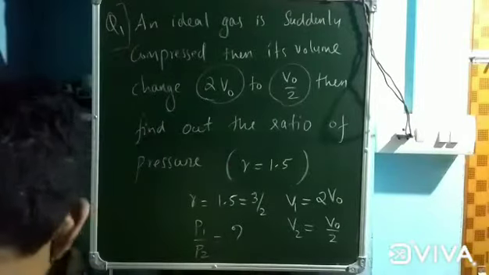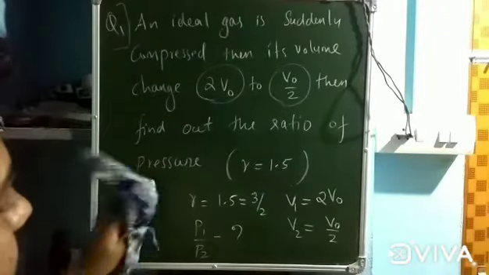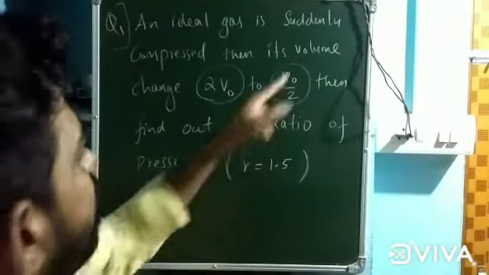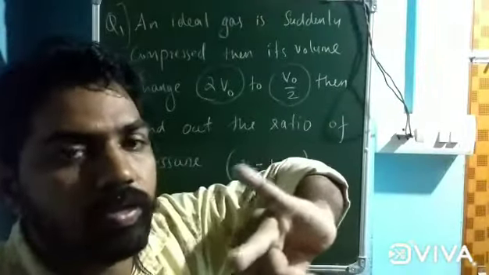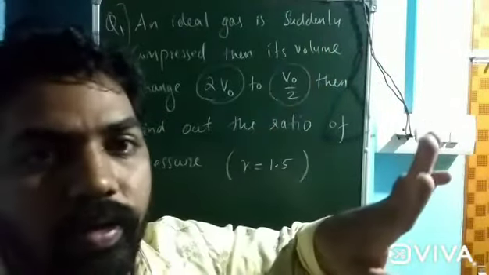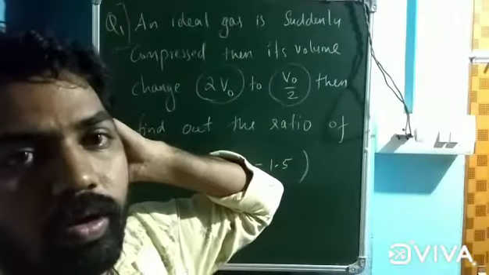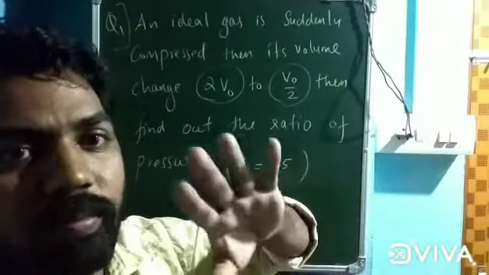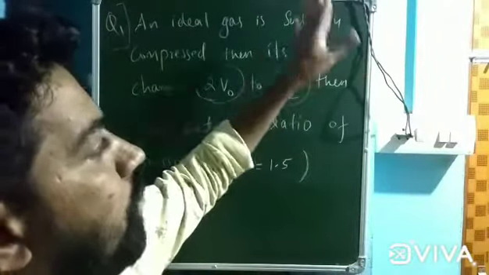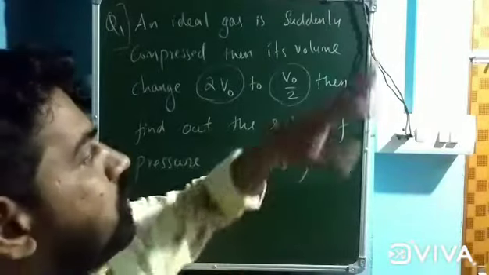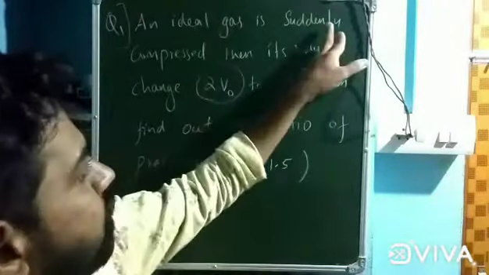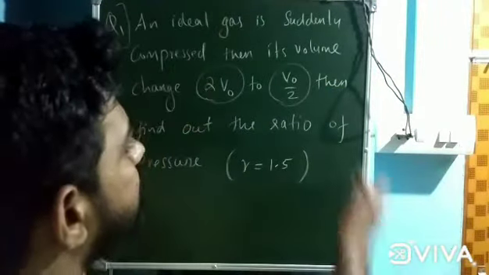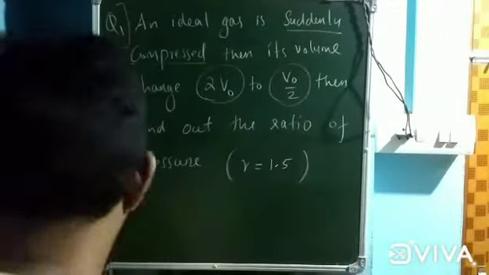And one more thing from this problem: the ideal gas is compressed suddenly. Sudden process. Already explained what is adiabatic and what is isothermal. A sudden process is adiabatic. And in a slow process, where throughout the process the temperature is constant, the temperature remains constant. That is an isothermal process. But a sudden process is adiabatic. So from the hint, suddenly compressed, it is clear the process is adiabatic.